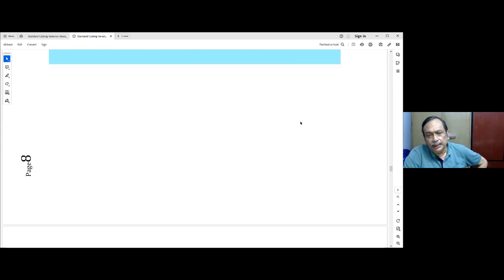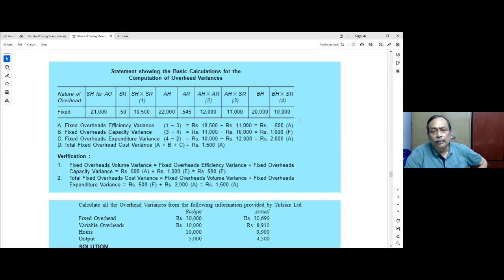Okay, now let us proceed. Now we are going to prepare the table, that is, the statement showing the basic calculations for the computation of overhead variances. Obviously, there is one overhead given, that is fixed. Standard hours for actual output, 21,000. We have jotted down SR 50. Then SH into SR, it comes to 1, that is 10,500.